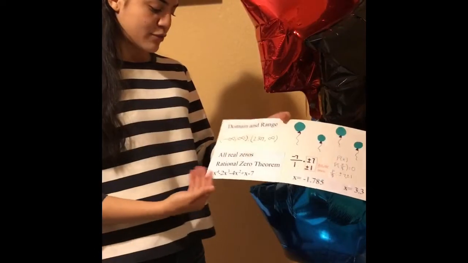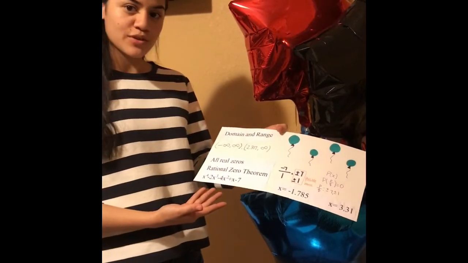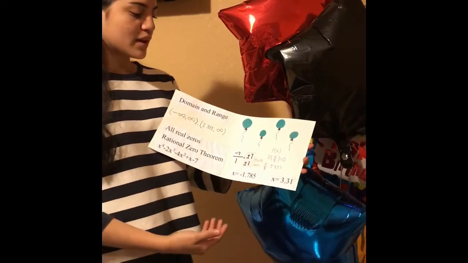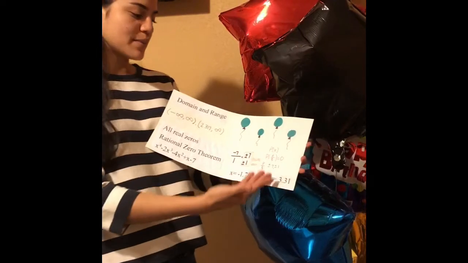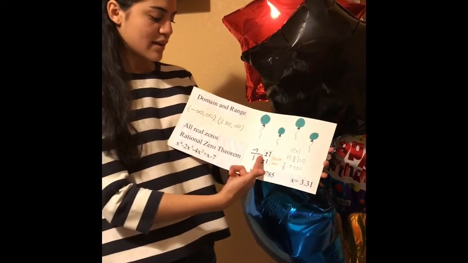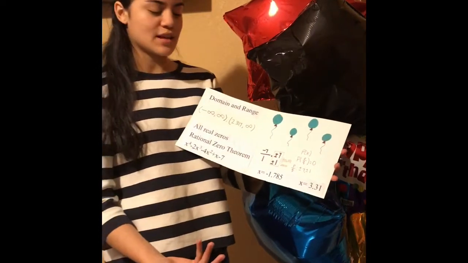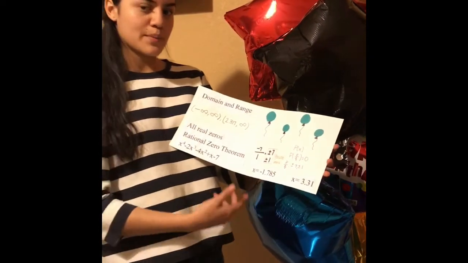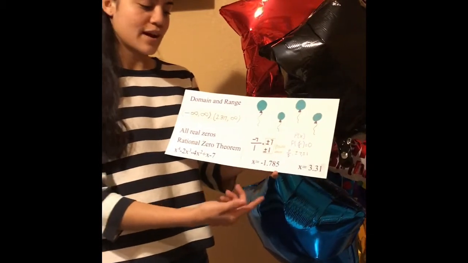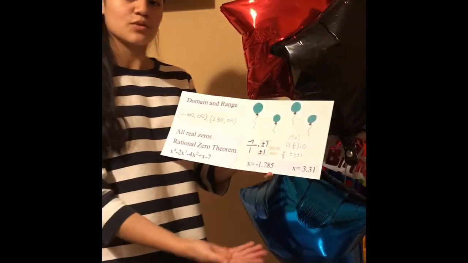For my zeros, I used the rational zero theorem, and I use the formula p divided by q, and that's how I got negative 7 over 1, which is plus or minus 7, or plus or minus 1, which are my positive ones. So I got x equals negative 1.785, and my other x is x equals 3.31.